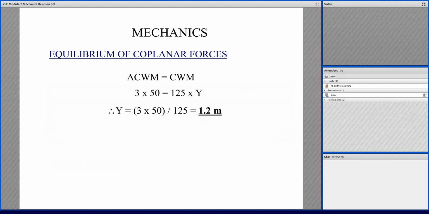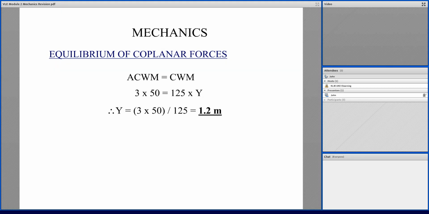So ACWM is equal to CWM. On the anti-clockwise side, there was one force of 50 newtons, and it was a distance of 3 meters from the center of the fulcrum B. So that would give us an anti-clockwise moment of 3 times 50, which is 150 newton meters.